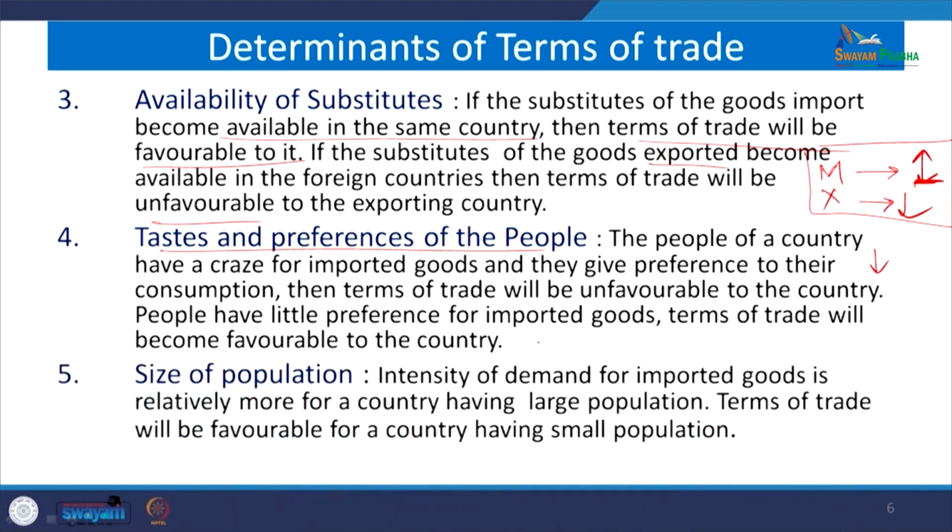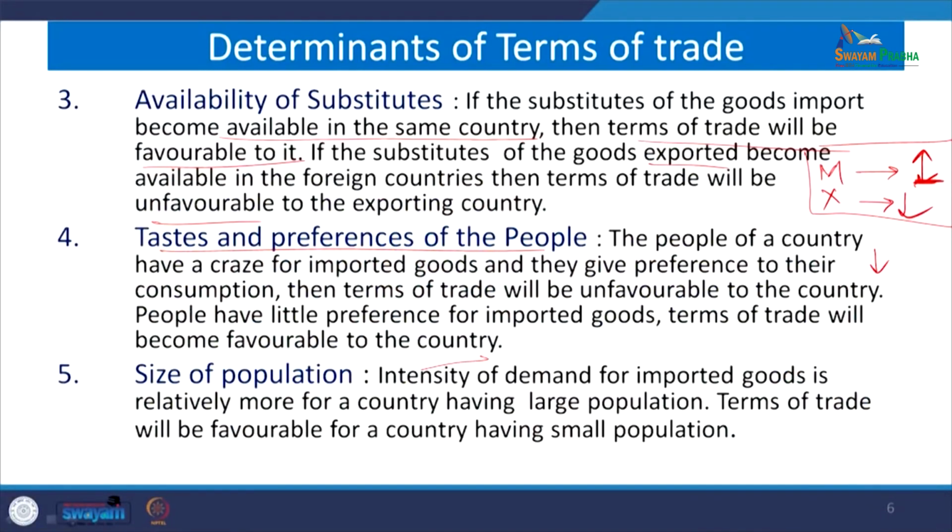Similarly, size of population is one of the most important determinants of international trade. The size of population defines the market for a particular commodity. Usually India and China are referred to because of the nature of their population. By number, India has the second largest population, followed by China, and so the size of population itself defines the magnitude of demand for importable products.